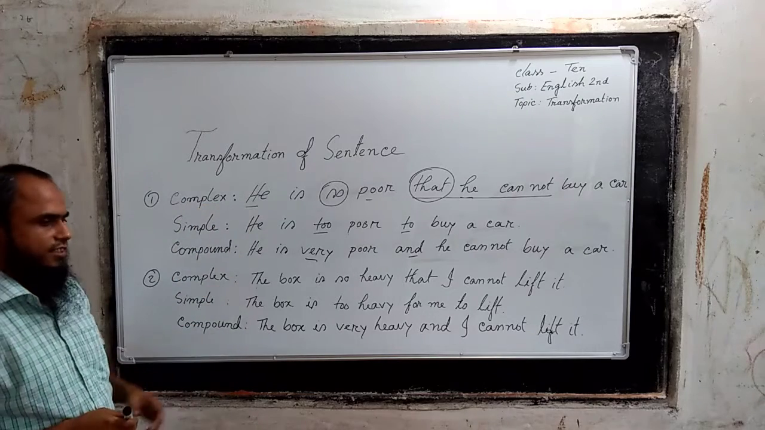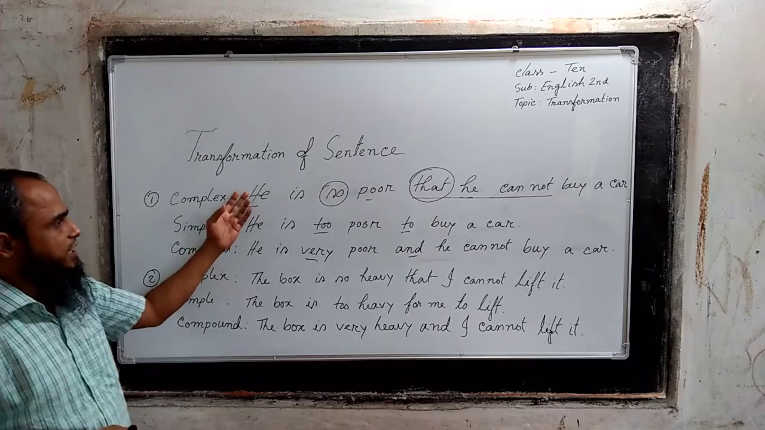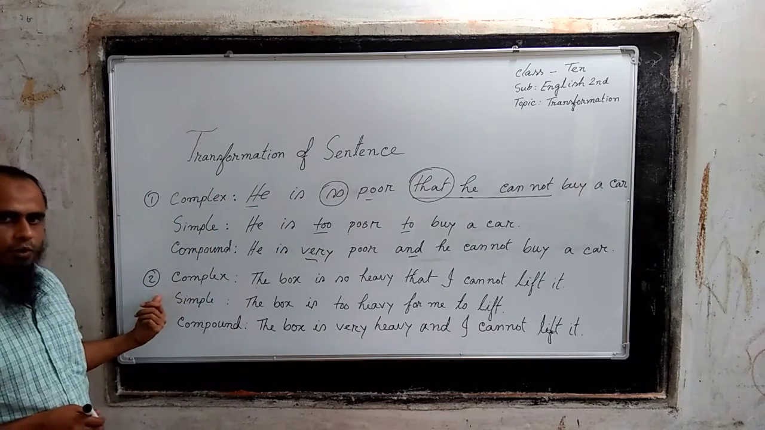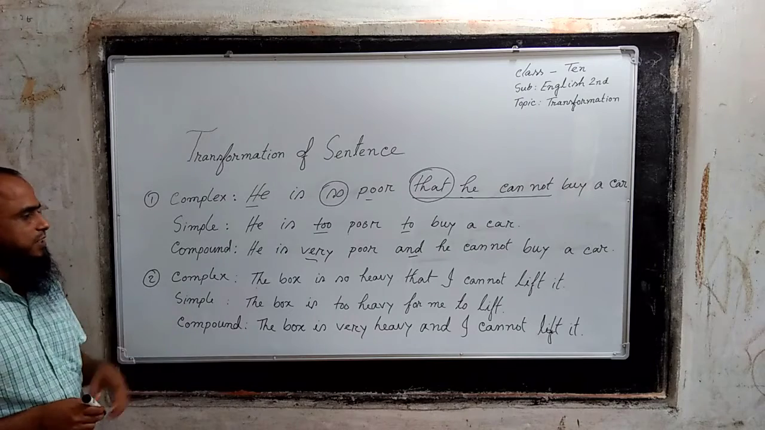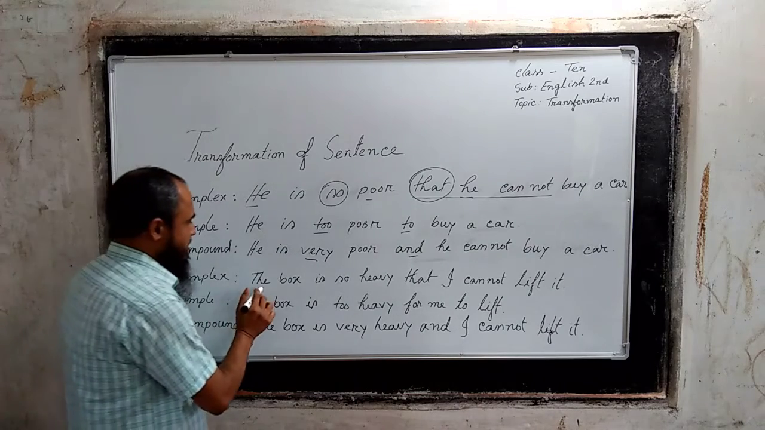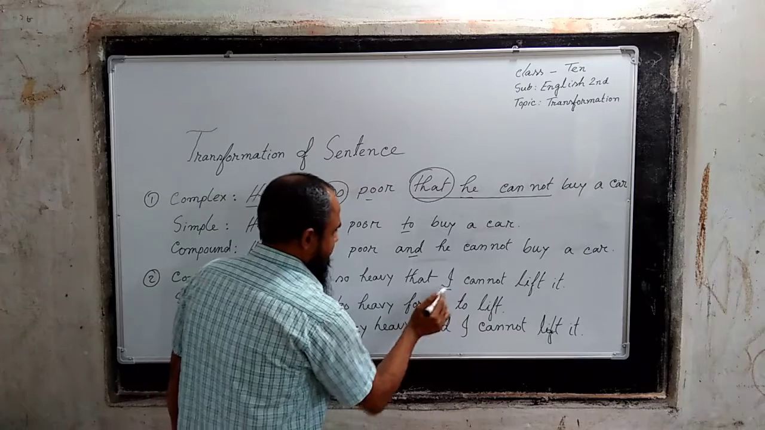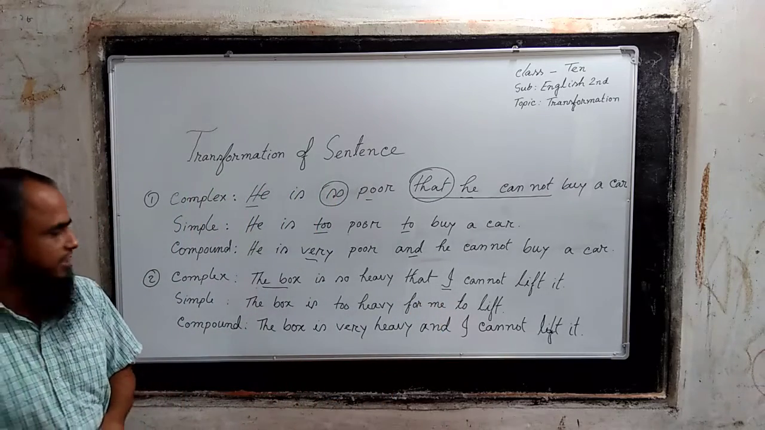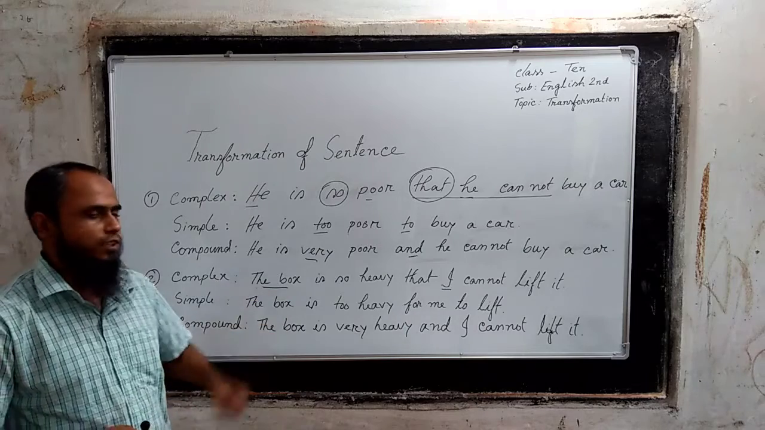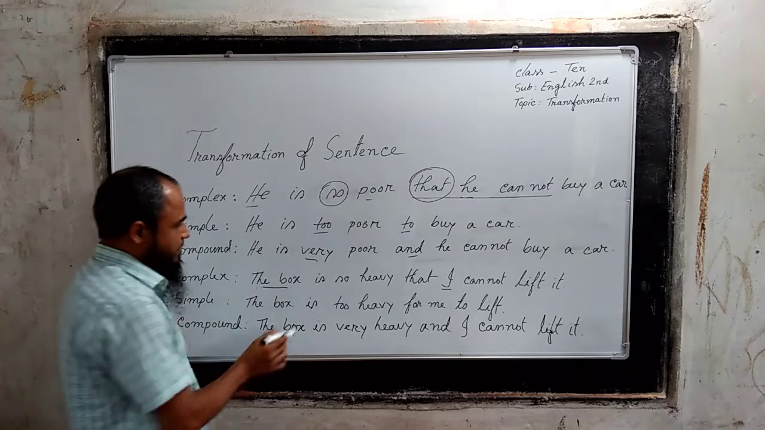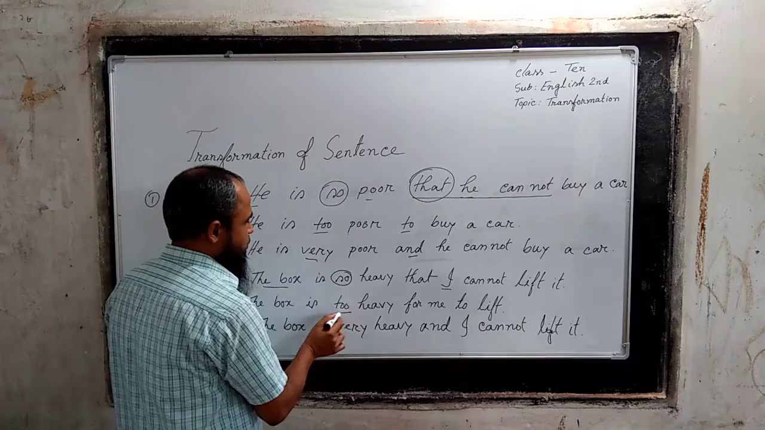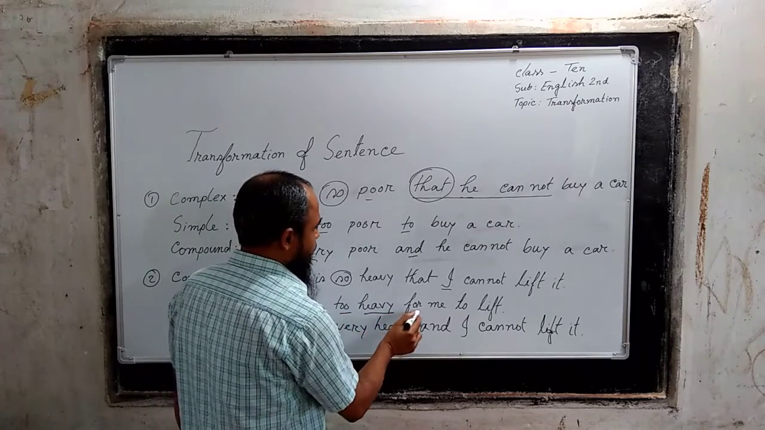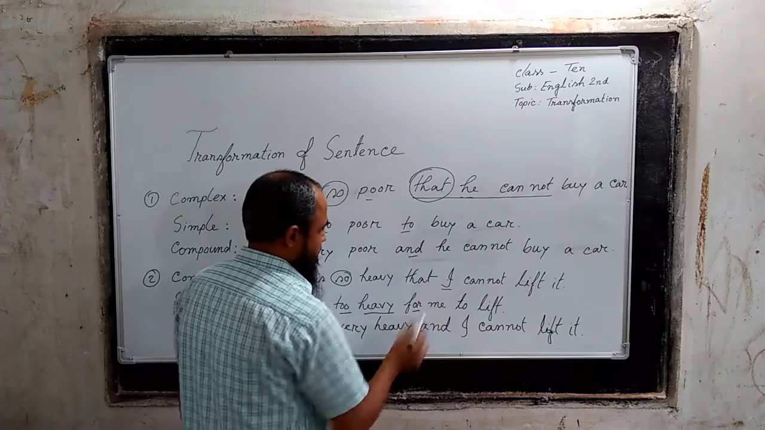And the other structure is used if the subject is different. Suppose look at example number 2. Here the subject is not the same. Here the subject is the box and here it is I. That means the two subjects are not the same. That is why you have to follow this structure. Instead of so, you will use too. And after the adjective or adverb, you will use for and the object of the subject.